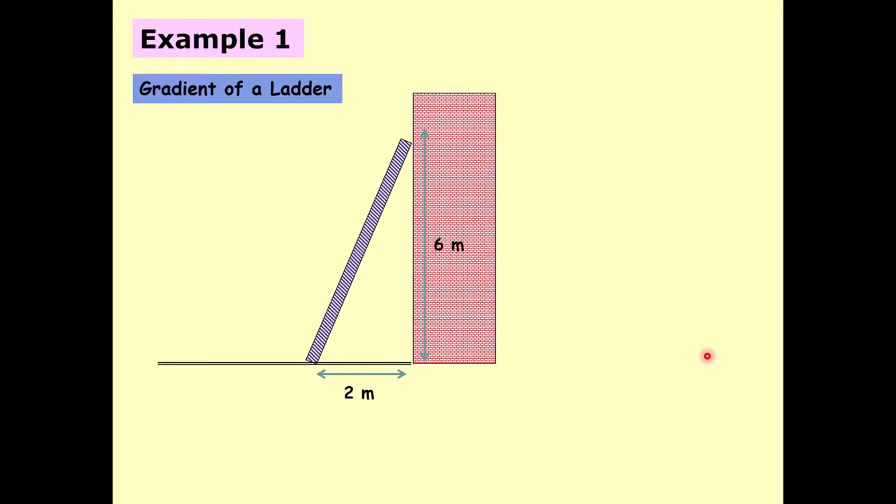Okay, let's look at an example. Gradients are also really important again for safety reasons, as how steep a ladder is. So we can calculate the steepness of this ladder by taking our up distance, so our vertical distance of 6, and dividing it by our horizontal distance to get 3. So we've got a gradient of 3 here.